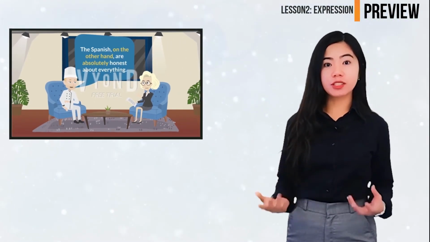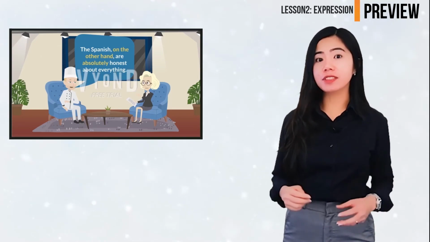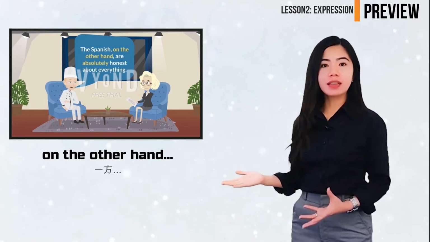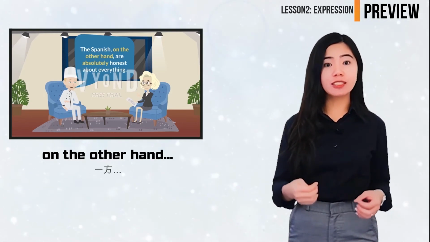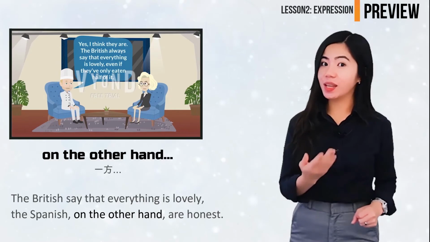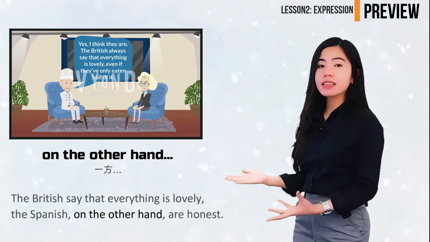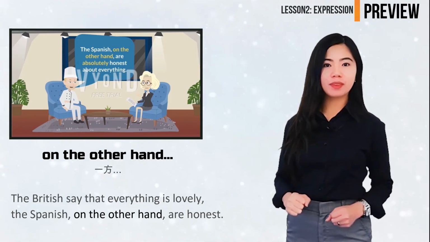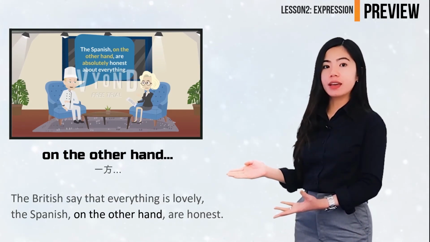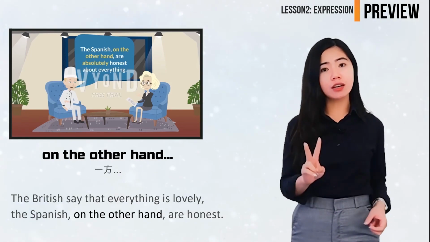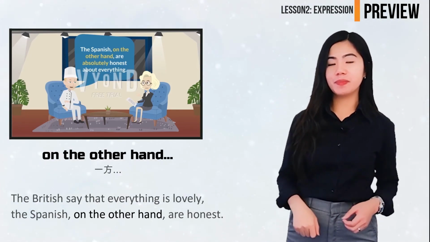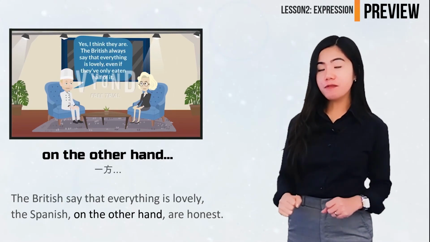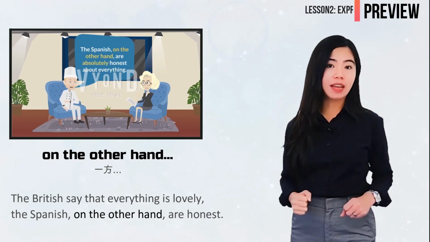One very common expression used by the man in this conversation is "on the other hand." When asked what he thinks the difference between British and Spanish customers is, he answered, the British say that everything is lovely. The Spanish, on the other hand, are honest. Notice that we use "on the other hand" to introduce the second of two contrasting points. Let's repeat a sentence. The British say that everything is lovely. The Spanish, on the other hand, are honest.